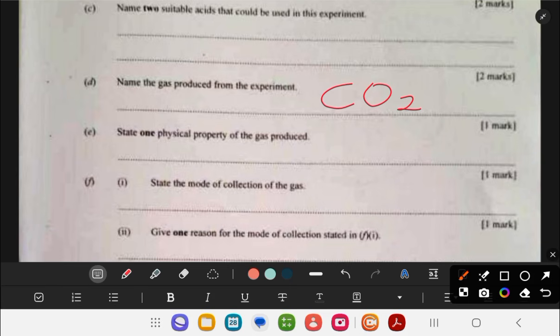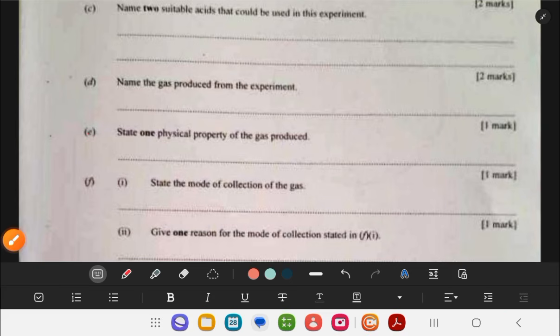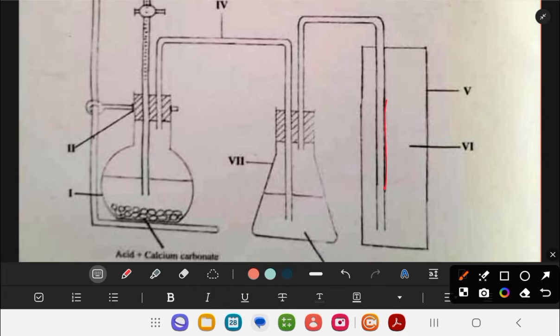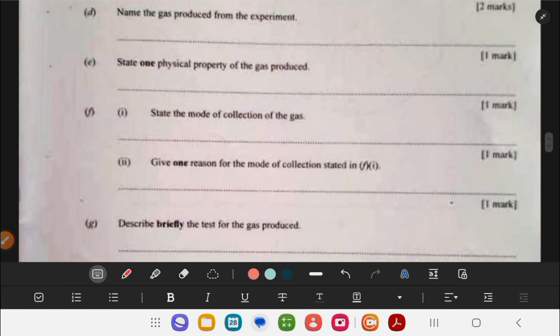That's the IUPAC name. And next one says state one physical property of the gas. The gas is odorless. And then state the mode of collection of the gas. The gas is collected by downward delivery. Give one reason for the mode of collection stated. It's collected by downward delivery because it is heavier than air.